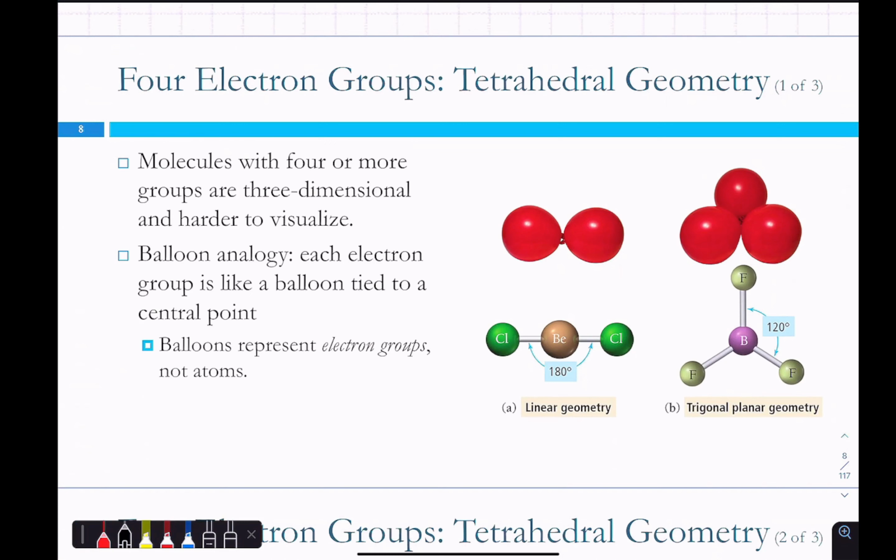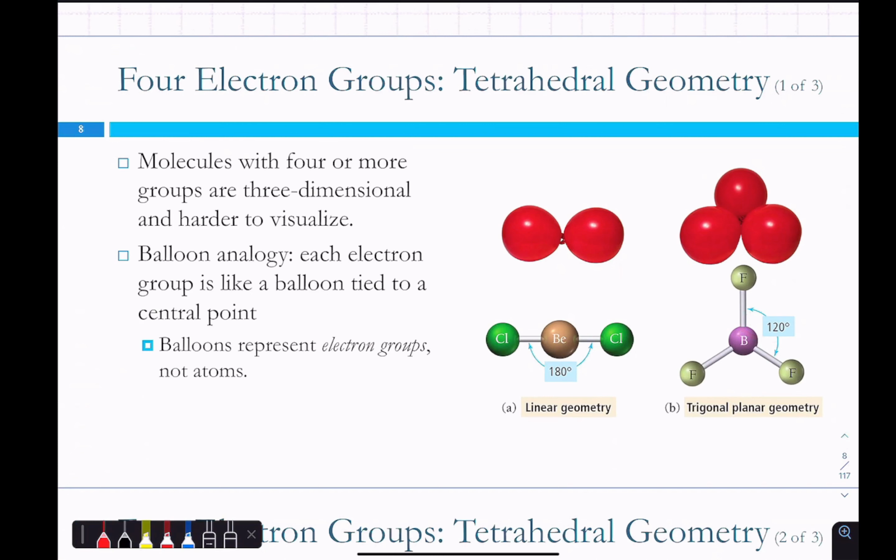The balloon analogy, we have actual balloons. So these balloons are representing our electron groups. So for linear, it's 180. For trigonal planar, it's 120. But again, in the same plane, you can't get any farther apart than 120 degrees. So to get any farther apart, it has to move to a 3rd plane.